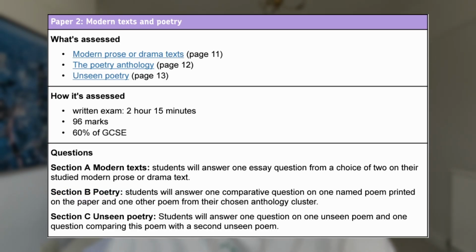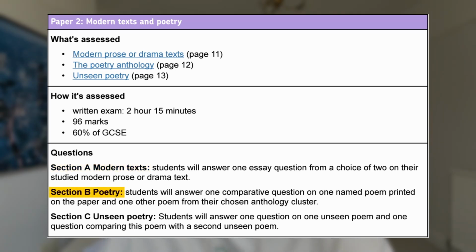Paper 2 is the bigger paper, at least for AQA it's 60% of the GCSE, and this involves three sections. Section A is your modern text, so this is a novel or a novella, and you get a choice of two questions, you get to answer one of them, and for this I did Lord of the Flies.